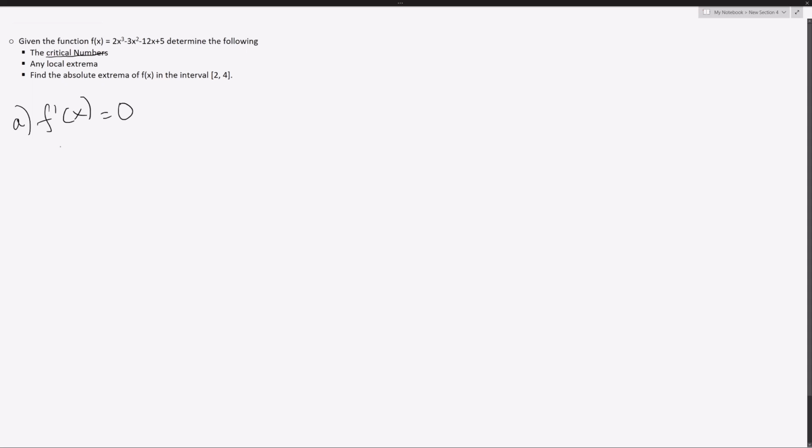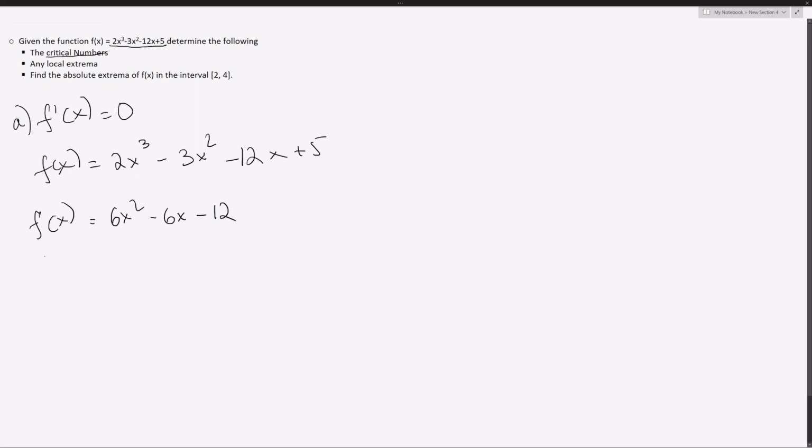To find f prime of x, we just need to take the first derivative. So f of x, let's copy it down, is equal to 2x cubed minus 3x squared minus 12x plus 5. So using our derivative rules, we know that f prime of x would be 2 times 3 is 6, x squared, 3 times 2 is again 6, but now it's x. Negative 12x is the same as negative 12. So this is our equation for the first derivative.